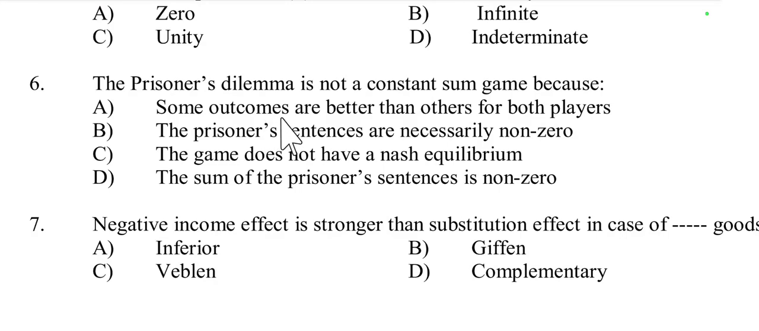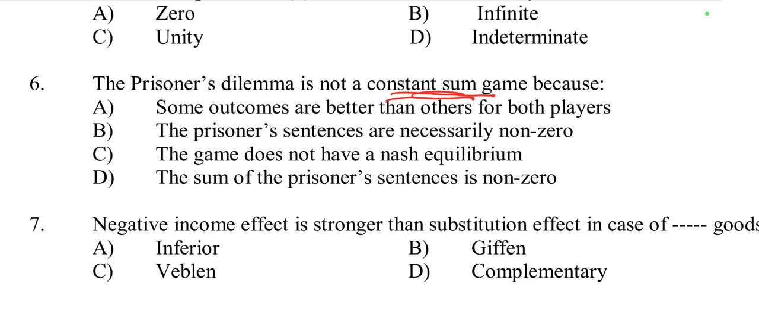In a constant sum game, the sum of the payoffs for all players remains constant regardless of the strategy they choose. So in a constant sum game, the benefits are equally distributed among them. In prisoner's dilemma, we cannot find that both are benefited or both outcomes are equal. So here A is the right option.